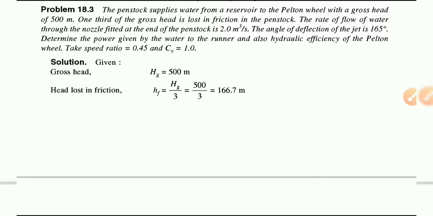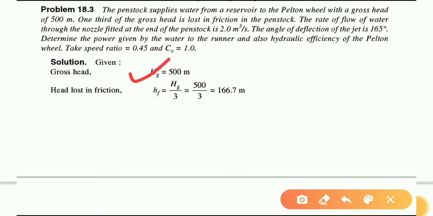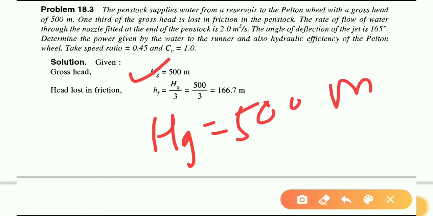So what is given in the problem? A gross head is given. The first thing which is given is the gross head, which is equal to 500 meter. It is represented by Hg. Hg is 500 meter. And the one third of this gross head is lost in friction in the penstock.